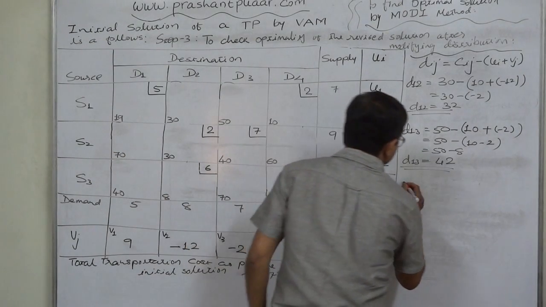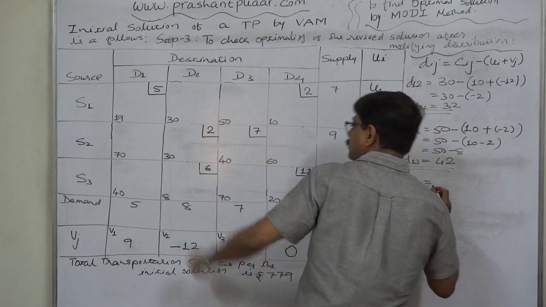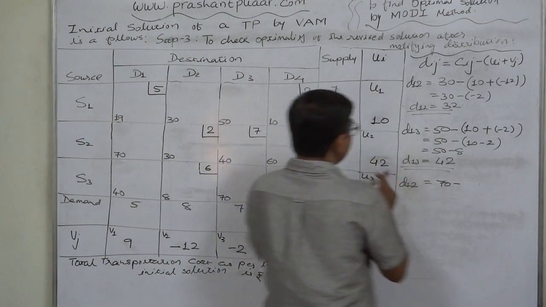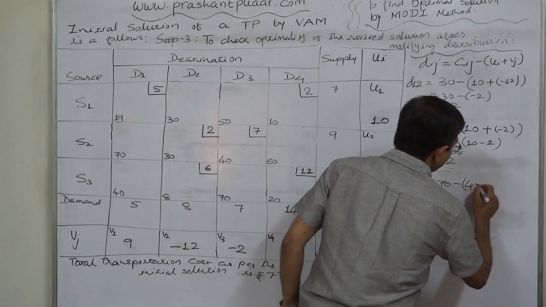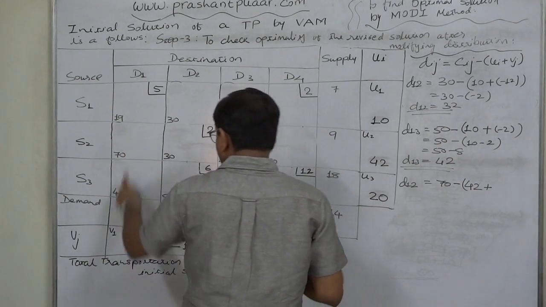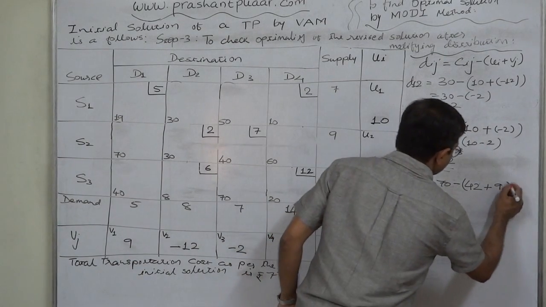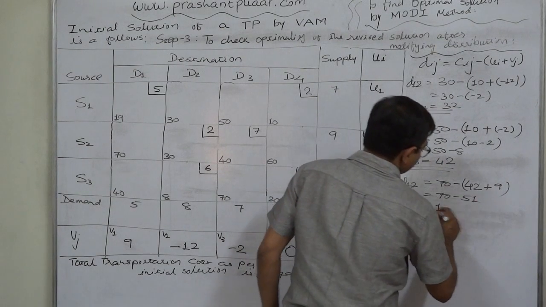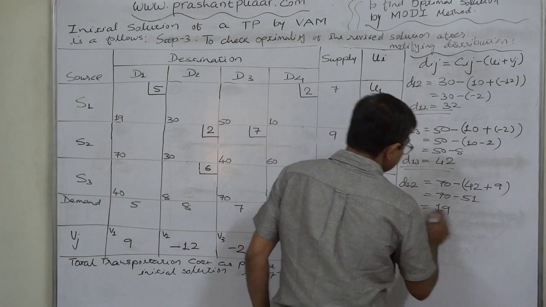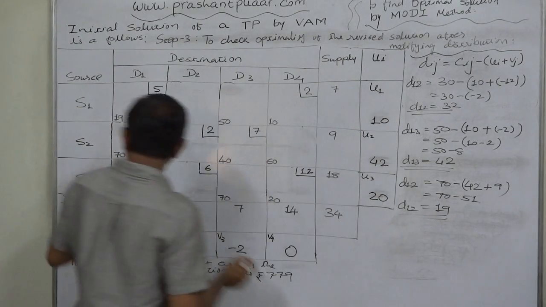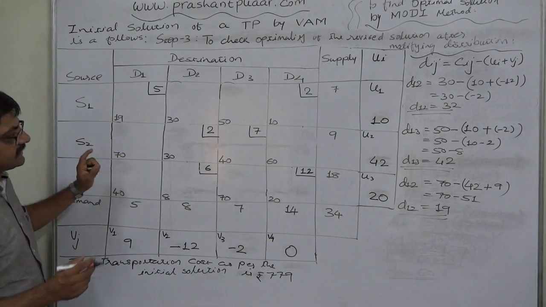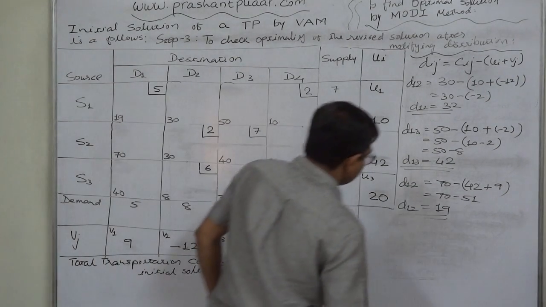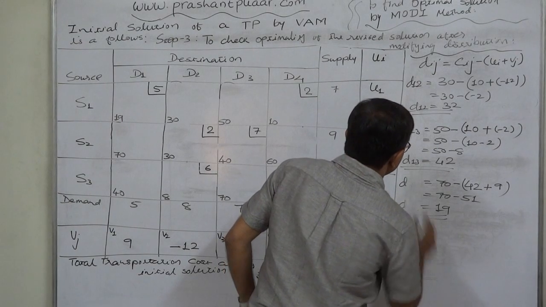Now D21, for cell 2, 1. Relevant C is 70, minus sign according to formula. Relevant U is 42, plus sign according to formula. Relevant V is 9. So it is 70 minus 51. It comes to 19. The important thing is it is positive. I'm very sorry, it is not 1, 2, it is 2, 1. Cell 2, 1, it is positive.